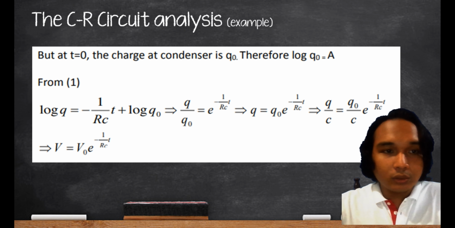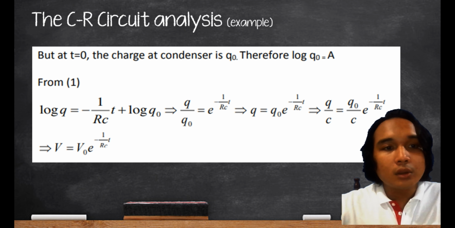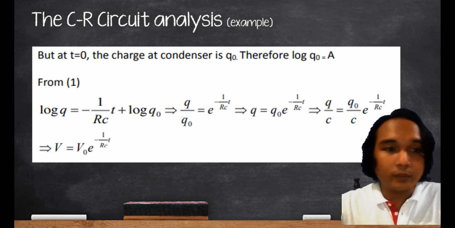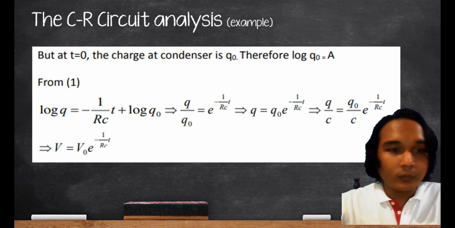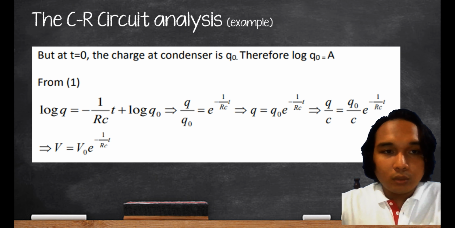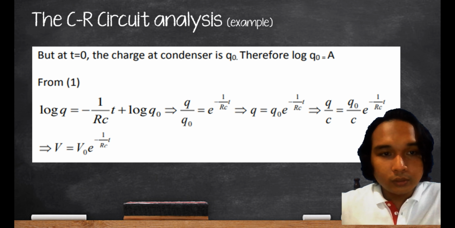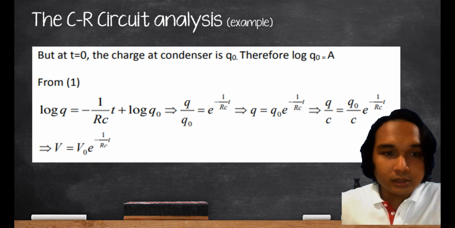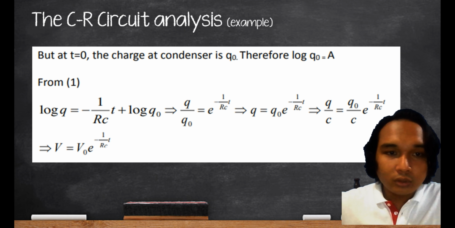So at t is equal to 0, the charge on the condenser is Q naught. Therefore, log Q naught is equal to A. So from equation 1, log Q is equal to negative 1 over RC t plus log Q naught. When we substitute, we get Q over Q naught is equal to e raised to negative 1 over RC t. So further simplification leads to Q is equal to Q naught e to the power of negative 1 over RC t.